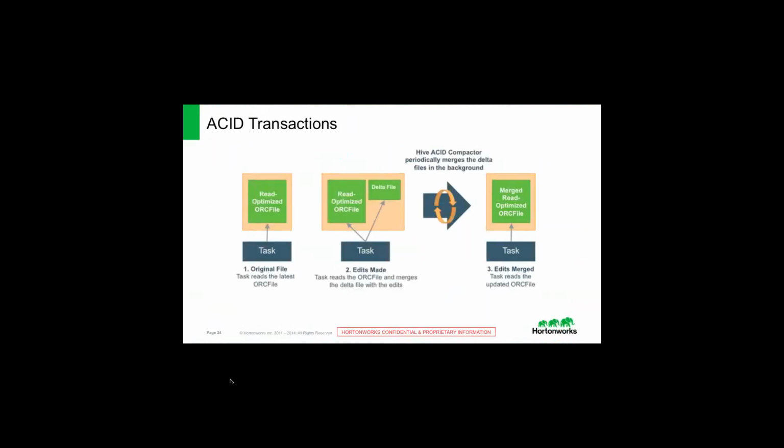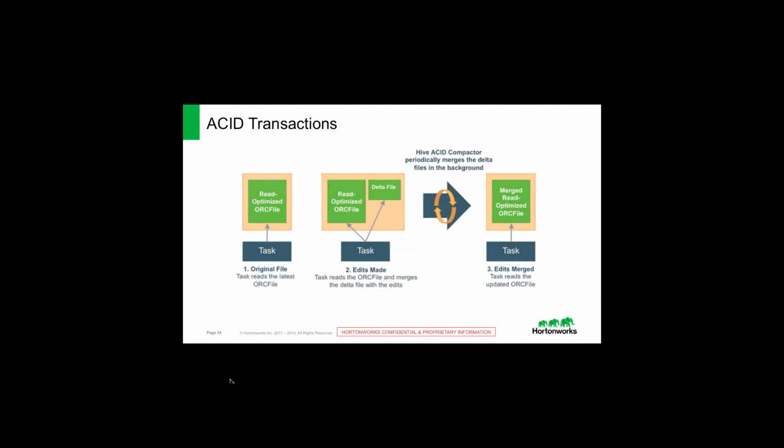So how does it work behind the scenes? I know a lot of people are curious about this. ACID transactions only work with ORC files. When you insert, update, or delete, it will actually create a delta file, and for each insert, update, and delete, it'll create an additional delta file.